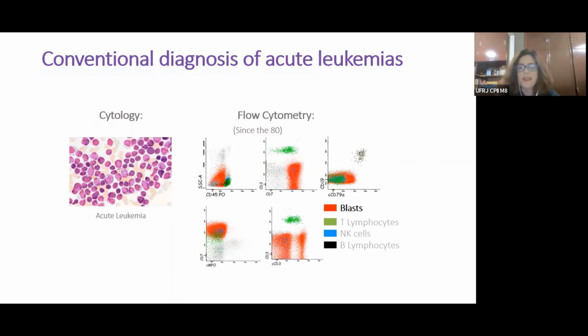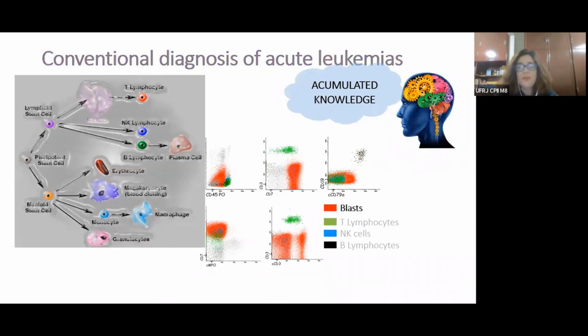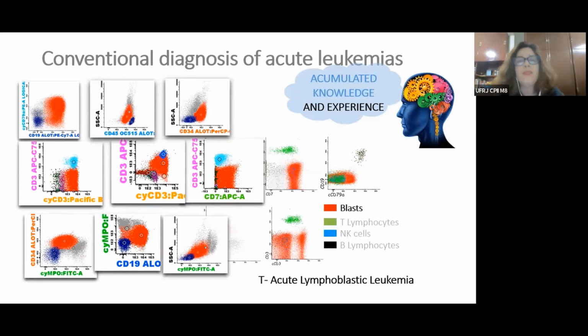And now, what we have is to use only the accumulated knowledge about hematopoiesis, about cell differentiation, normal cell differentiation patterns, and also the experience accumulated day by day from seeing different cases, to identify, for instance, that this case is a T-cell acute lymphoblastic leukemia, because of expression of CD7, partial expression of CD3, cytoplasmic CD3, and so on.